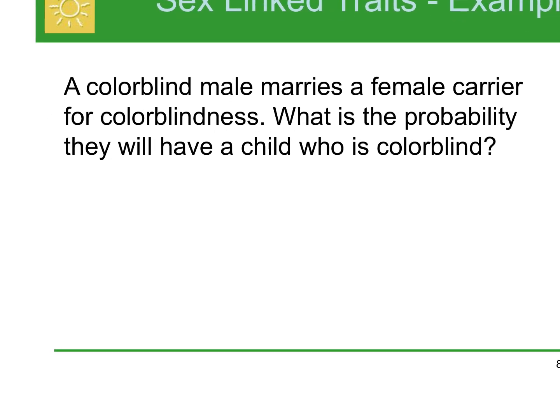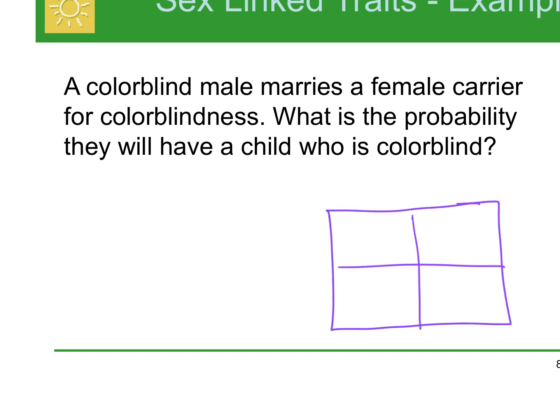All right, so now we're going to do our own Punnett squares. So a colorblind male marries a female carrier for colorblindness. What's the probability they'll have a child who's colorblind? Okay, so again, we're going to draw a Punnett square, and this is the small one, so just a 2 by 2. So a colorblind male, so remember the male is X, Y, and if he's colorblind, he's little b. And he marries a female carrier. So female is XX, and if she's a carrier, she's big B, little b.